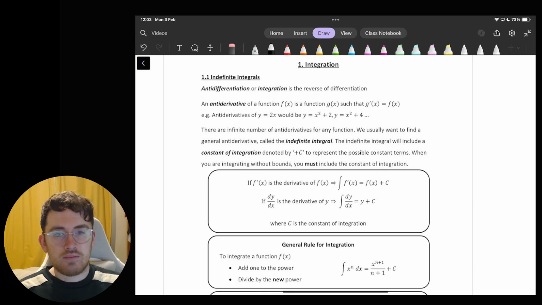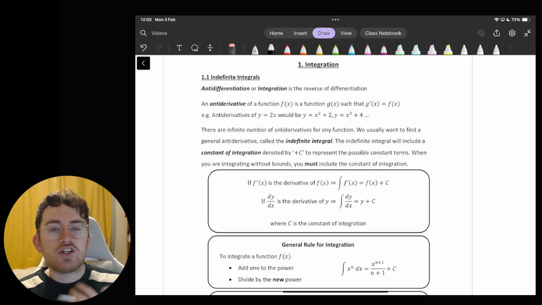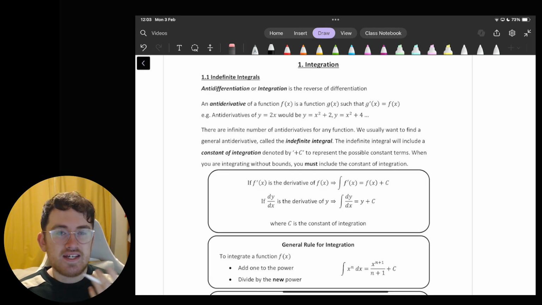There are an infinite number of antiderivatives for any function, and we usually want to find what we would call a general antiderivative, which is called the indefinite integral. Obviously we'll be looking at what we call a definite integral, but the indefinite integral is indefinite because of that idea of the constant term. With differentiation, the derivative of a constant term is 0. So when we're integrating, or going backwards, there's always potential that there was a constant term there that we don't know about, or that we don't know the value of, unless we have more information.